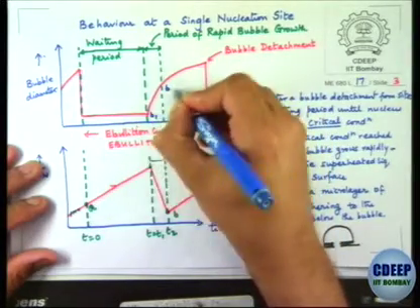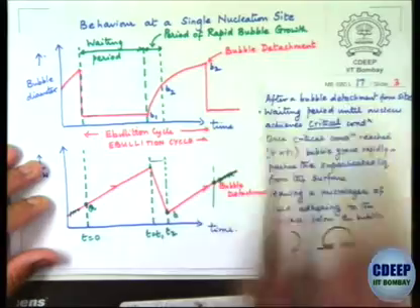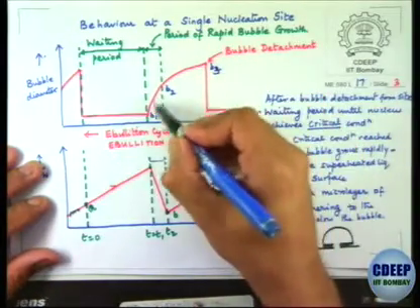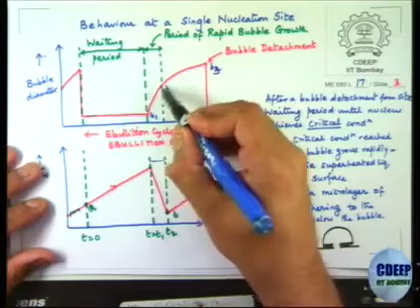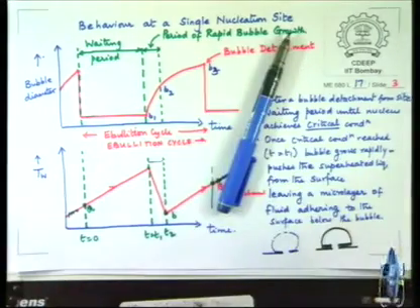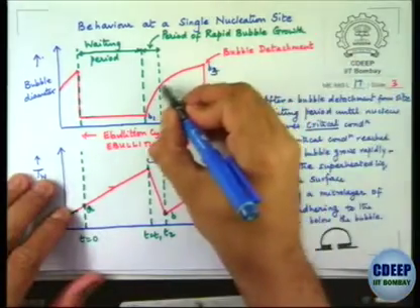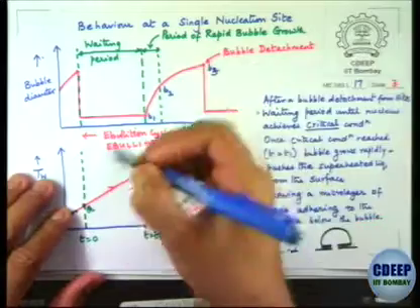Let me call this B1, B2, B3. These are not drawn to scale. B1 to B2 is microlayer evaporation plus feeding of vapor from the surrounding fluid also. Please remember these time scales are very, very small. This is the additional part which is there even after microlayer evaporation.